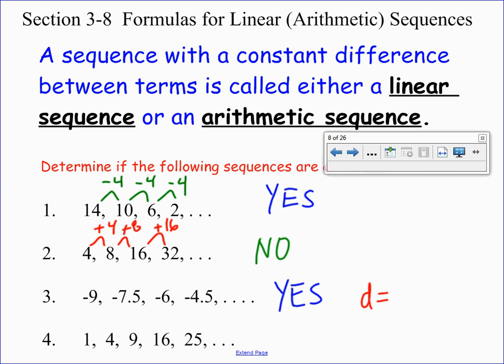I'm going to go ahead and label that as D, our constant difference, to set up for the next part of our activity. So D was 1.5. We went up by 1.5 between successive terms as we moved along the sequence from left to right.